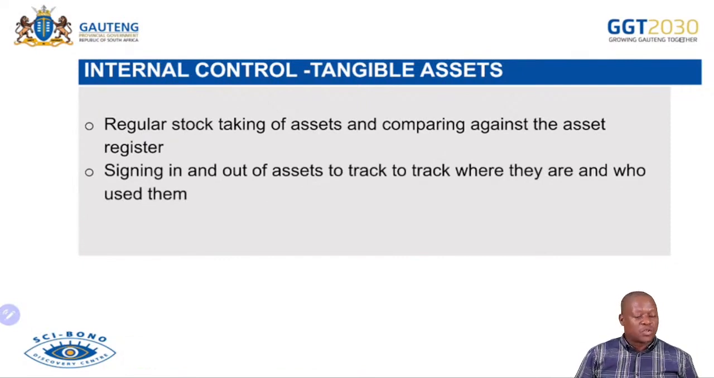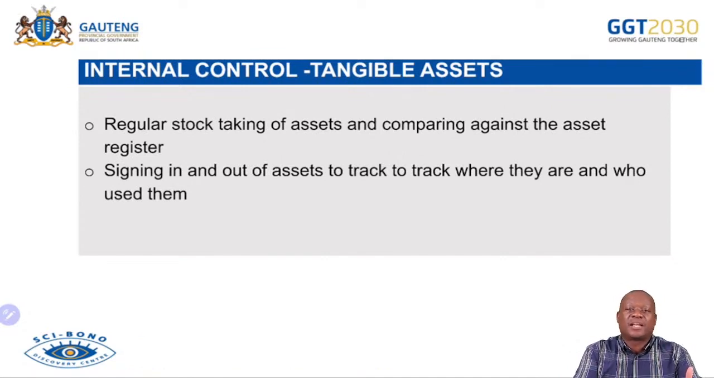And then we also need signing in and out of assets to check where they are and who uses them, especially when we are dealing with movable assets. We are busy as a production company and we have cameras. These can easily be stolen if they are just let out of the company premises without us knowing who signed for them and who is safeguarding them.